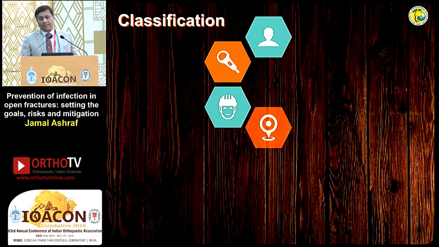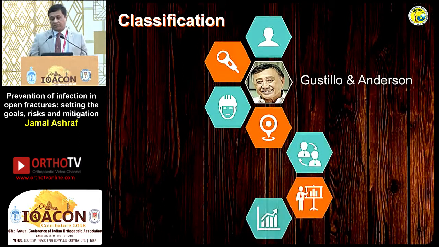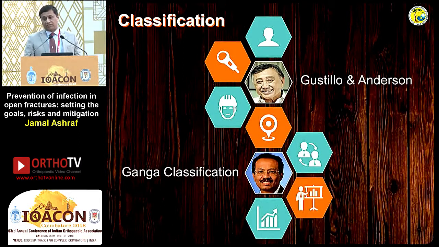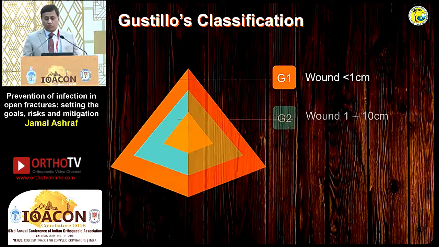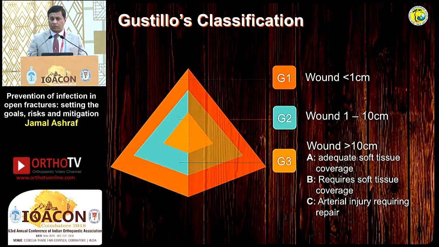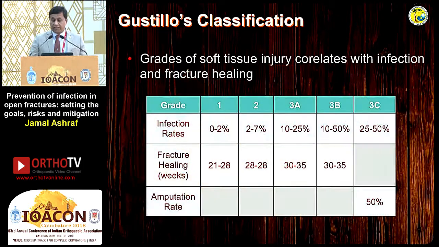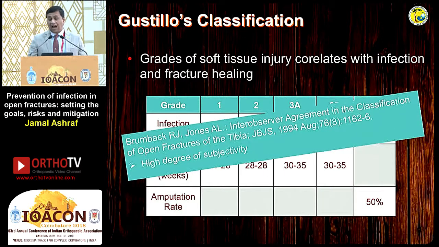The most widely used classifications are naturally the Gustilo-Anderson and its variations, and our own Ganga classification. Now, the Gustilo classification is naturally based on the size of the wound, but it does not take into account the soft tissue status and the contamination. It corresponds well with grading and the infection rates and the fracture healing times, however, has a high degree of subjectivity, and studies have shown low inter-observer agreement.